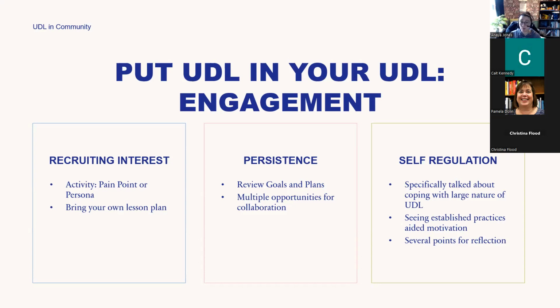In terms of persistence, we reviewed the goals and plans at the beginning of the session. And I included multiple opportunities for collaboration. So if people were maybe struggling with persistence or felt like they weren't quite sure where to go from there, there were collaborative opportunities where they could engage with their peers, their colleagues, in order to help move them forward.